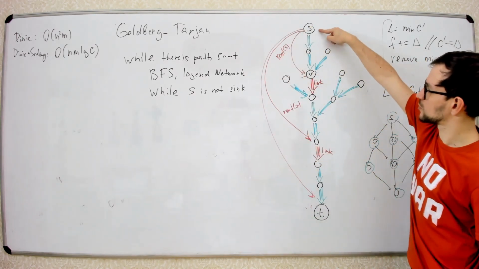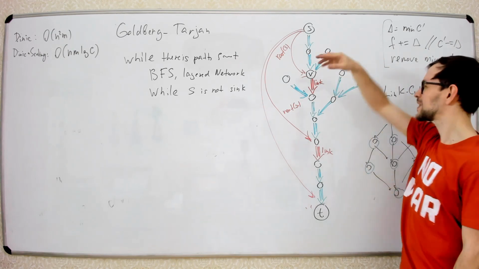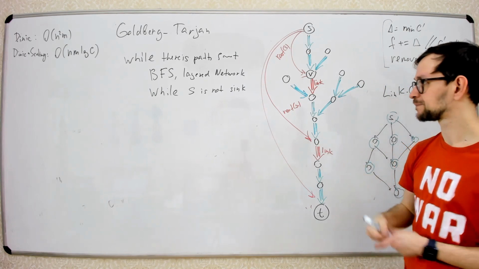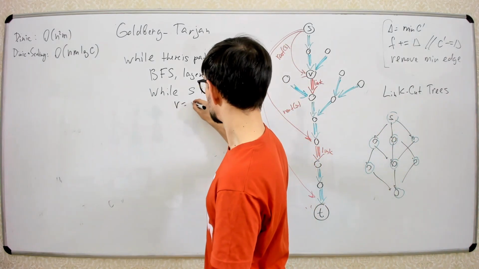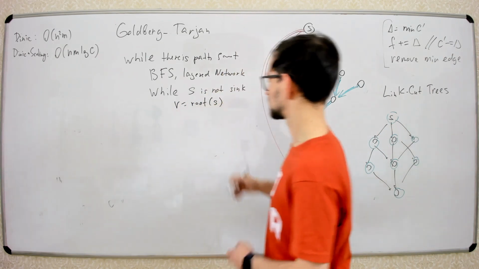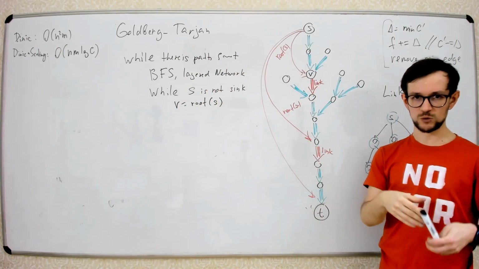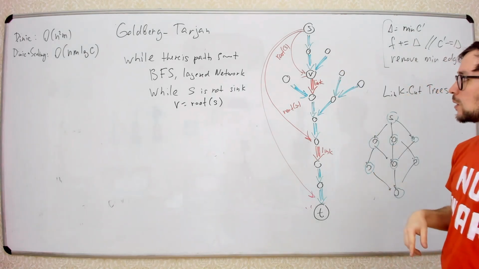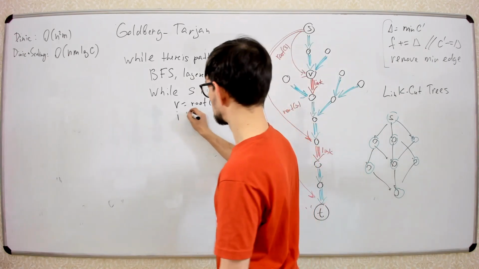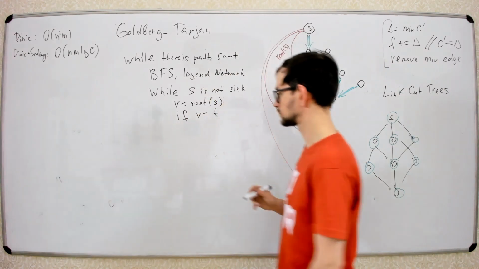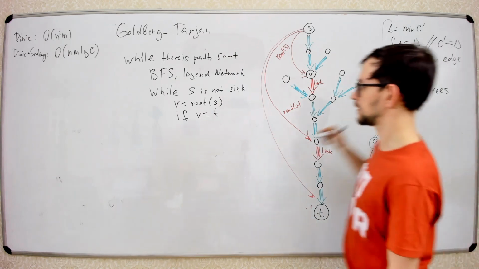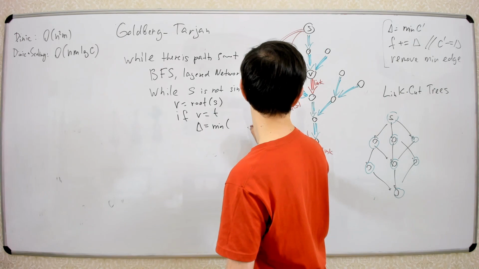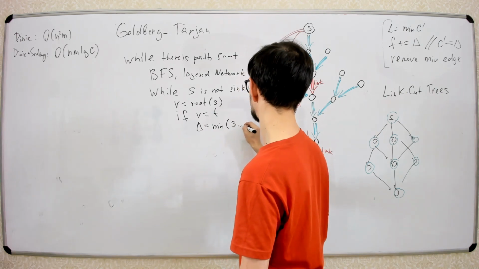So each time we'll start from node S and go to the current root of the tree containing the node S. Let's say V is the root of the node S. So again, it is the root of the linked tree which contains the node S. So we can jump to here. Now, if this V is equal to T, then we do all this stuff. We calculate delta as the minimum on the path from S to T.